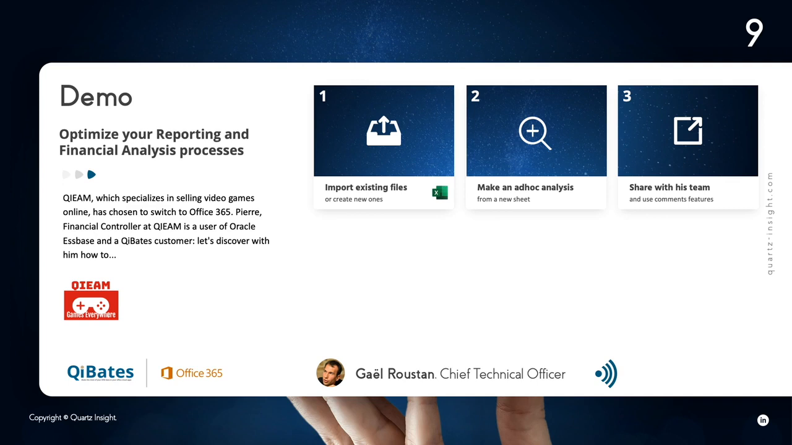So the demo will basically take place in three different parts. First, we will see how to help Pierre importing existing files that he used to work on before, and how to connect these files to the EPM data source online. Second, we will see how to make a new ad hoc analysis using the EPM data directly from a new sheet online. Then we will explore the new collaboration and sharing features that Pierre can make the most of from Office 365, from the latest versions of Office 365.